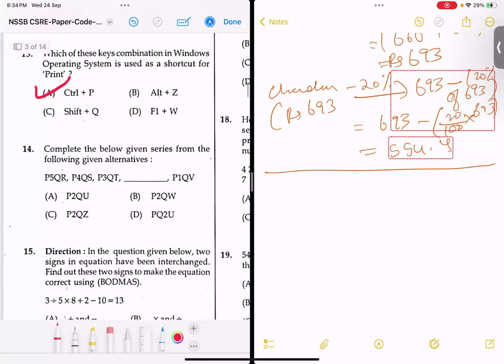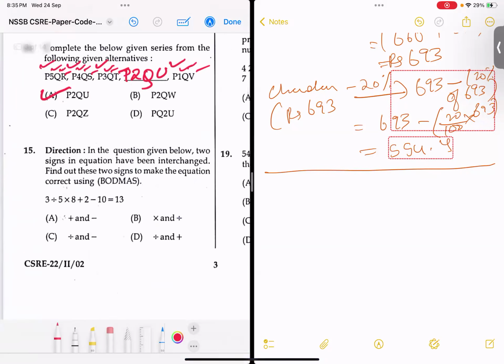Question number 14. Now we have a series here, right? And we have to find what is missing here, right? Now you see, if you look at the first character, it is P, right? Now let's look at the second one. It is 5, 4, 3. So it should be 1, and then we have here 2, and then we have here 1, right? The third character, we have Q, Q, Q, Q. So it should also be Q here. And the fourth character, R, S, T, U, V, right? So the answer should be B2QU, right?